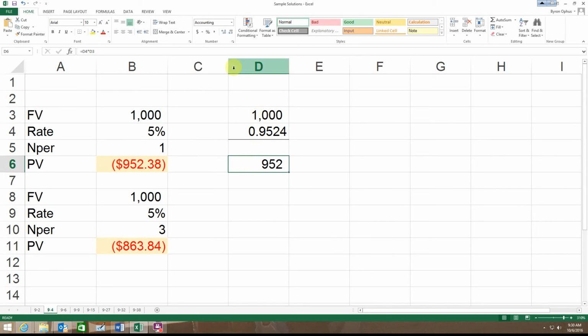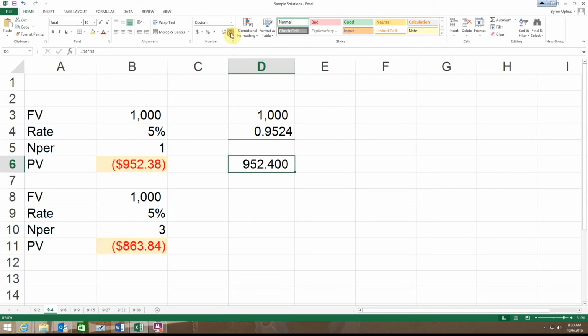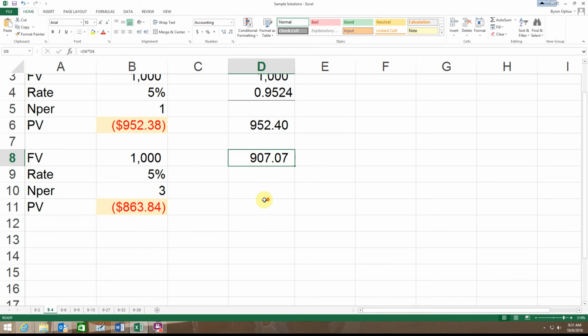So $952, and I can get the decimals out a little bit. Yeah, I do have some rounding, right? Because I didn't take my factor all the way out. Then it says, what's the value of your investment 1 year from now? Well, that is simply saying that this is what it is 2 years from now. So what's the present value of this, again 1 year, and so it's just multiplying it by the same factor, right? So it's equal to this times my factor, or 907.07.